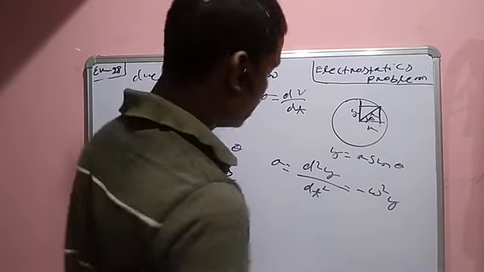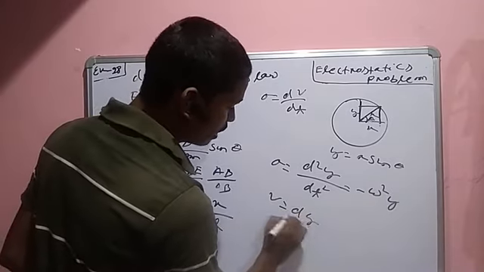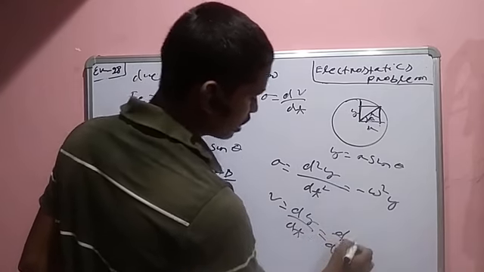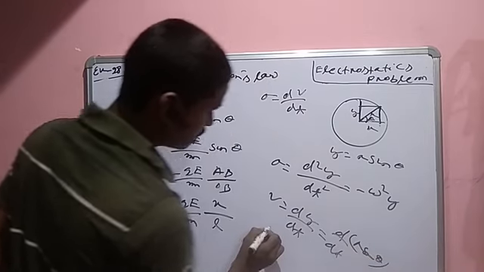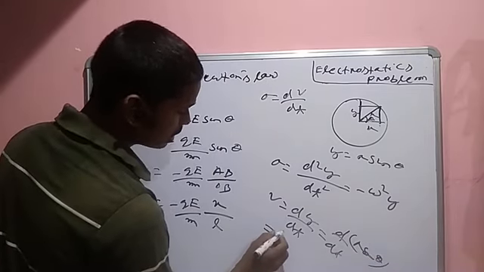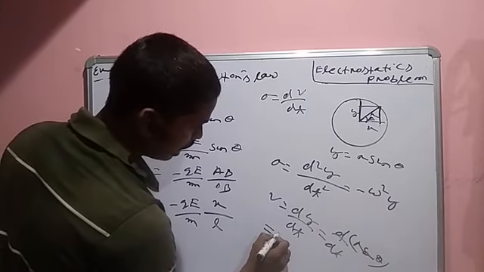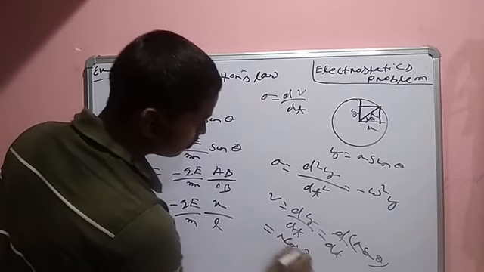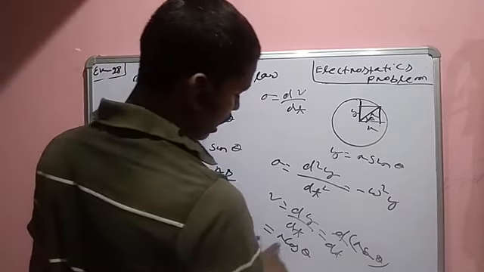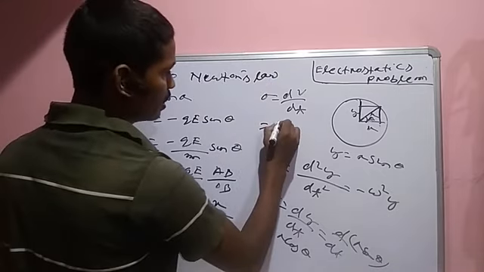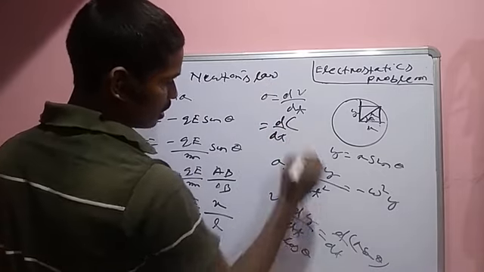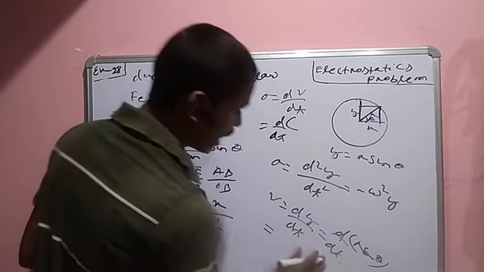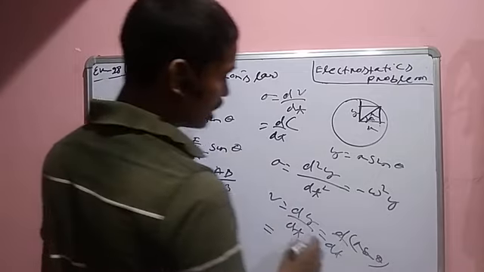A is equal to dv by dt. V is equal to dy by dt. Dy by dt of y was what? R sin theta. That means here minus R cos theta. V is equal to what? Dy by dt is R cos theta. But here dy by dt of R sin theta. Theta is equal to omega t. We have already known.